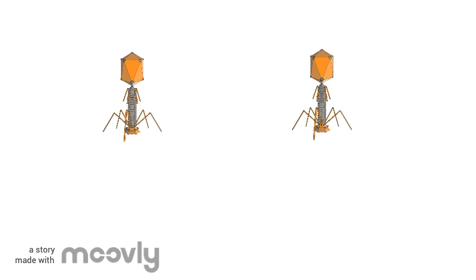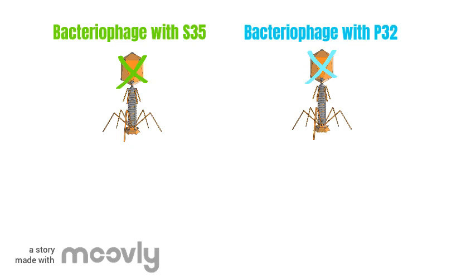They created 2 batches of T2 bacteriophage. Batch 1 was created in the presence of radioactive phosphorus. The other was created in the presence of radioactive sulfur. These isotopes were chosen because phosphorus is found in DNA and would therefore incorporate itself into the DNA. Sulfur is found in protein and would therefore incorporate itself into the protein.